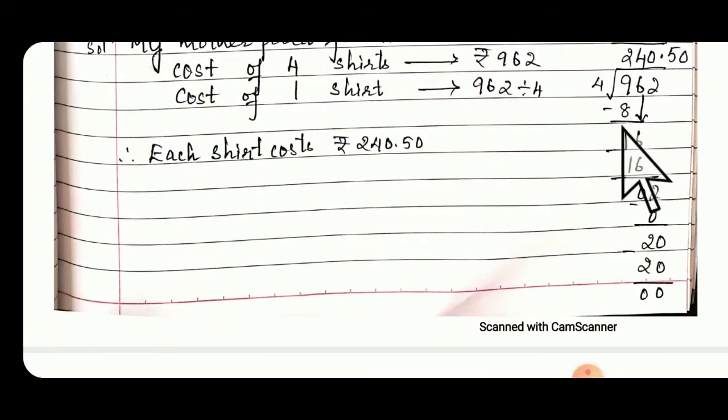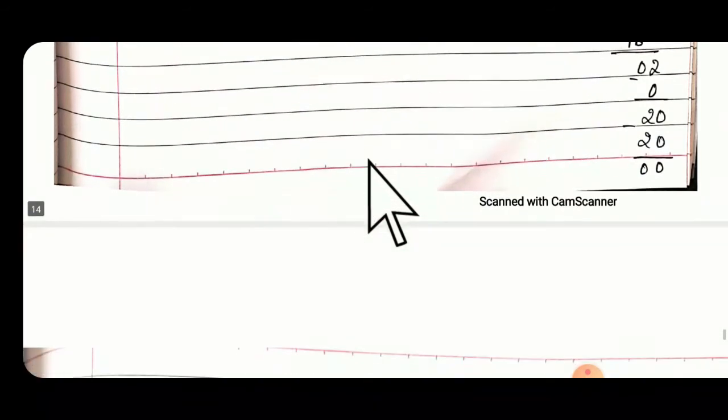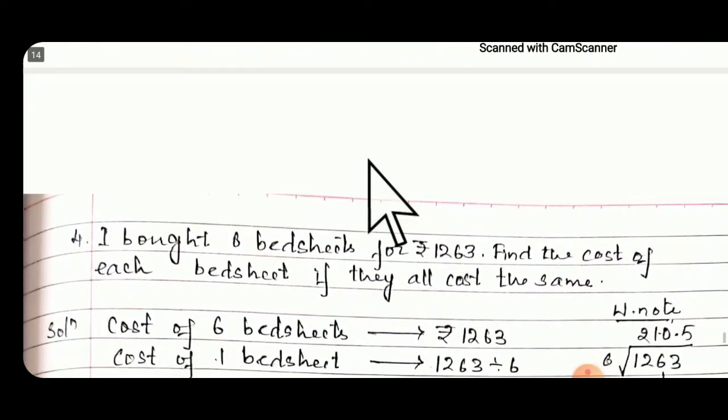So it will be 24050. So you need to separate rupee and paise. So after 2 digits, you keep the decimal point. It separates rupee and paise. Therefore, each shirt costs rupees 240.50. That is 50 paise. Gets divided by 1 rupee has 100 paise. So 2 zeros, 2 numbers. Keep decimal point.